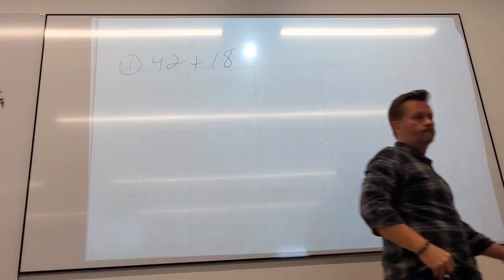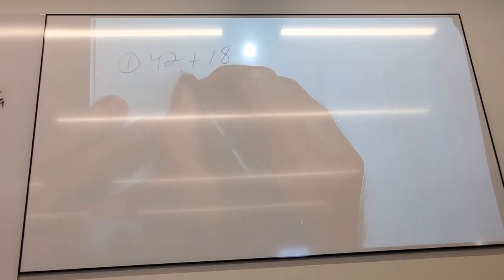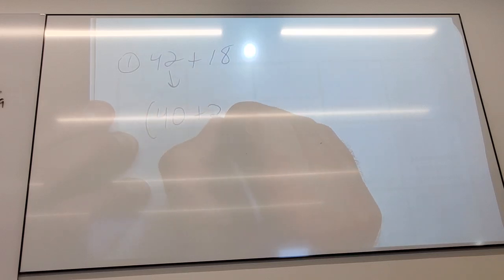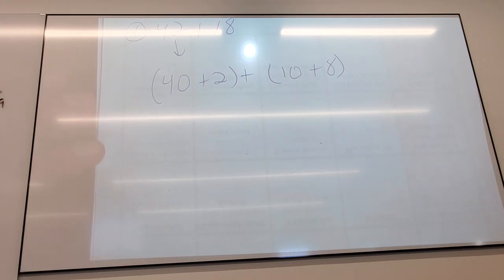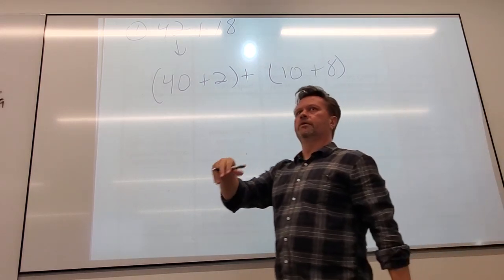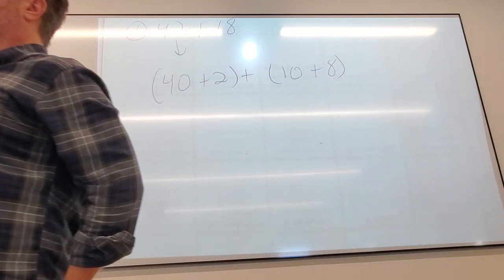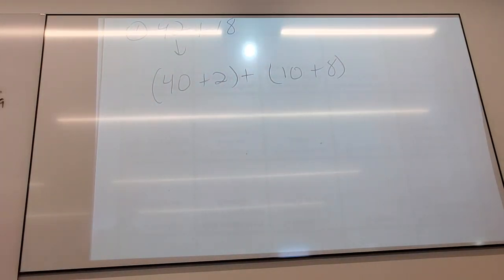Separate it by the place values, so like 40 plus 10. Good. 2 plus 8. Well, let's see. First I've got to do this. I want to see 42 is this, right? And 18 is 10 plus 8. Keep it as round as I can. So I haven't used the property yet. I've just rewritten what the numbers are in different names. 40 plus 2 is another name for 42. What property can I use now?